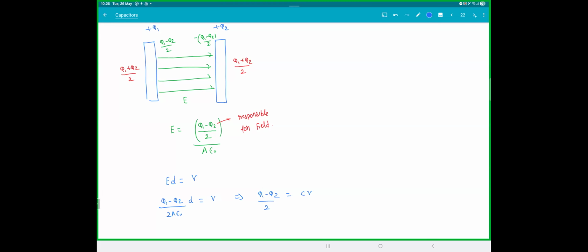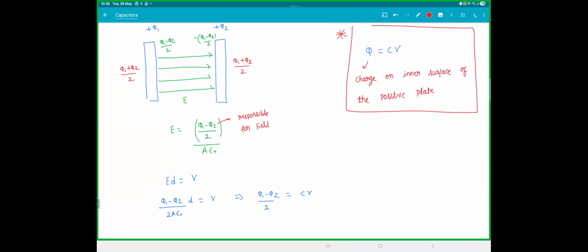So when you're writing the formula Q is equal to CV, remember this: Q is the charge on the inner surface of the positive plate. It's not the total charge. It's not the charge on a plate either. It is the charge on the inner surface of the positive plate. That was the main thing you should know. Most people think Q is the charge on a capacitor. You ask them what is the charge on a capacitor and they start thinking. Are you clear with this?